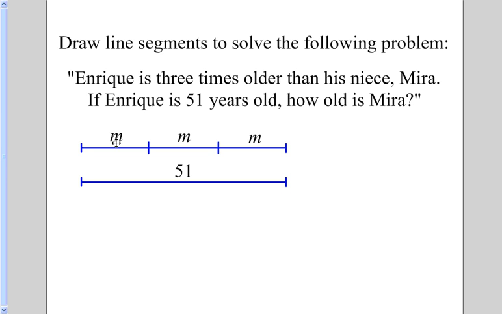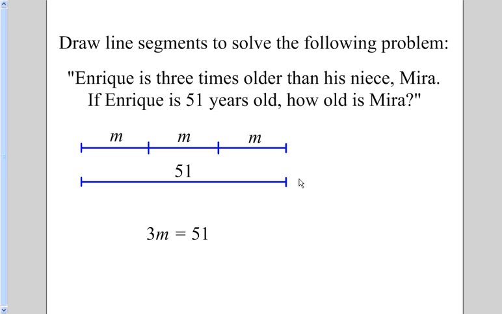Here we have 2 different line segments that are the same length. One is 3 Miras, 3m, and the other is 51. They're the same. So we can draw an equation down below: 3m, 3 times m, 3 Miras equals 51. And from that, we can go ahead and solve to find out what Mira's age is. Once we've seen what the relationship is in this problem, we've broken it down a little bit and made sense of it using the lines.